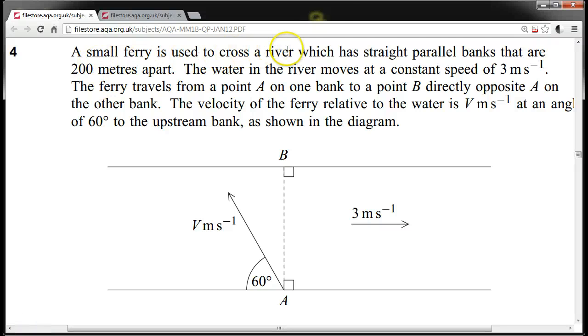A small ferry is used to cross a river which has straight parallel banks that are 200 meters apart. The water in the river moves at a constant speed of 3 meters per second. The ferry travels from a point A on one bank to a point B directly opposite A on the other bank. The velocity of the ferry relative to the water is v meters per second at an angle of 60 degrees to the upstream bank, as shown in the diagram.